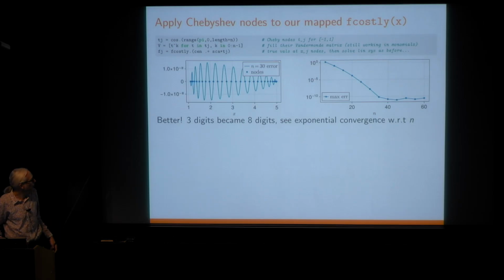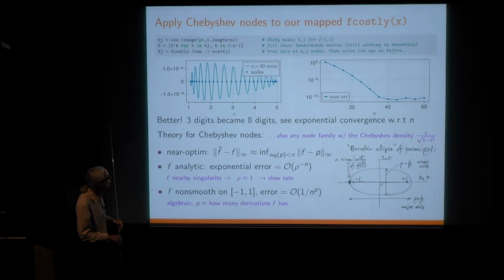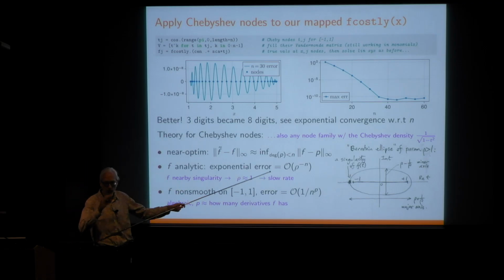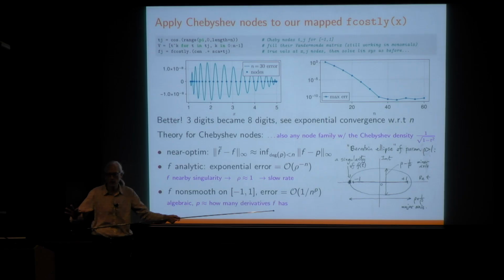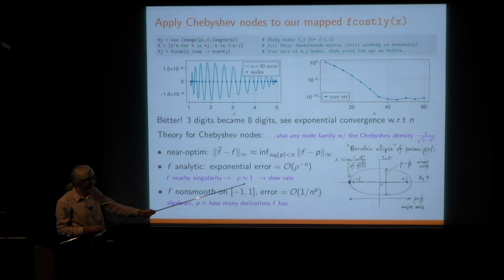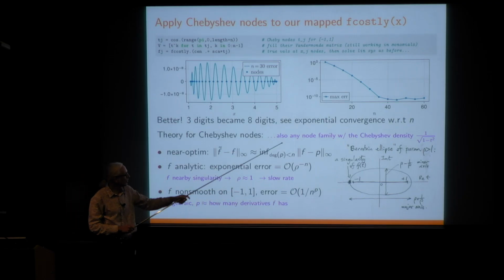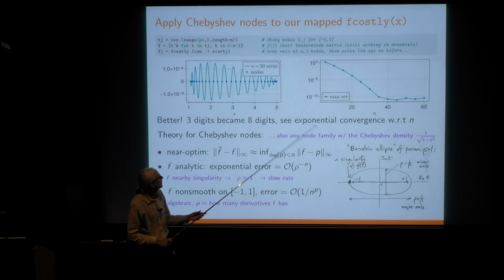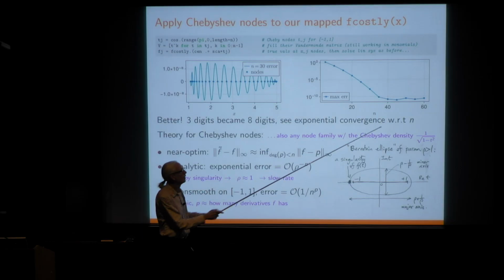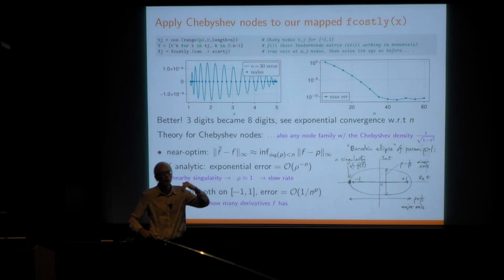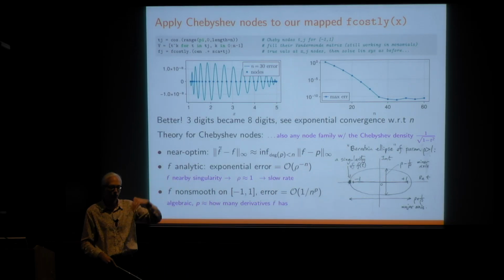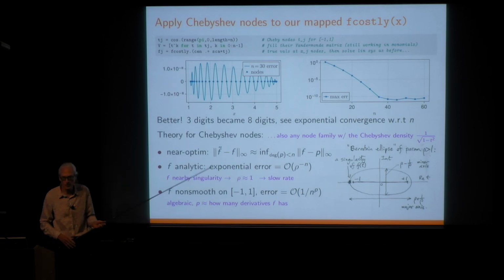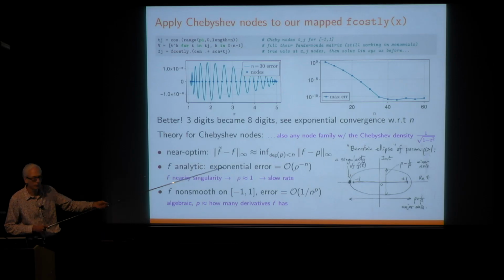Okay, so what's the theory for this? Pretend we're not working on a computer. Just think about exact arithmetic using the interpolant, whatever polynomial. And this theory actually applies to any family of nodes with the Chebyshev density, which is this clustering at the endpoints, using the projection down from a semicircle onto the line density. So you can pick other node sets that look the same, and you'll get the same results.